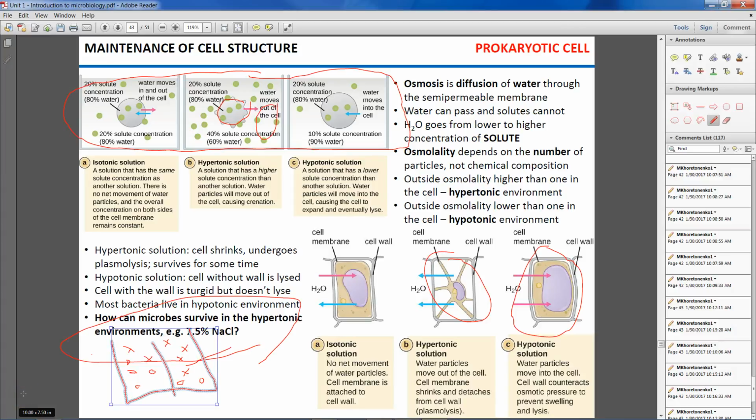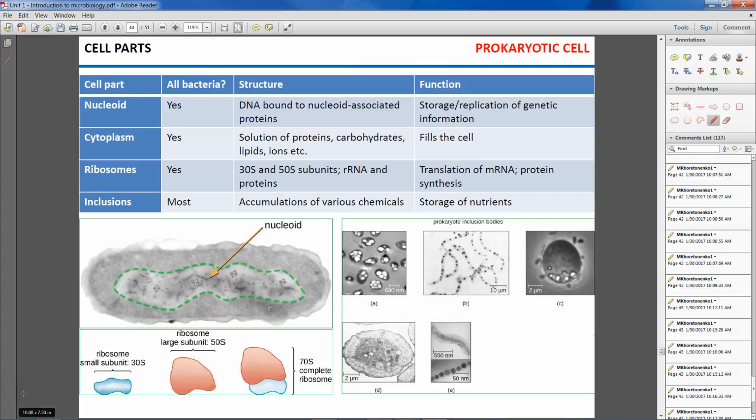In discussion of the cell structure, people sometimes go from inside to outside, and sometimes from outside to inside. I prefer to go from the inside to the outside. All right. So the inside structures. Some of them the cell cannot exist without, like the nucleoid, which you can see right here. It's circled with a green color.